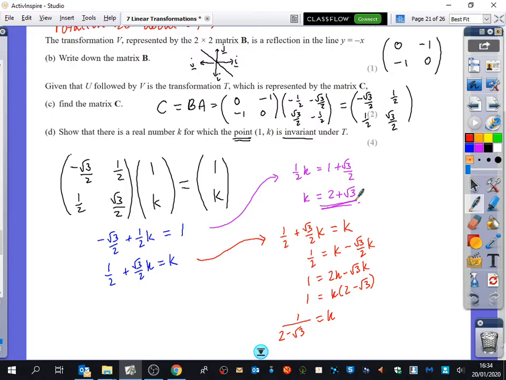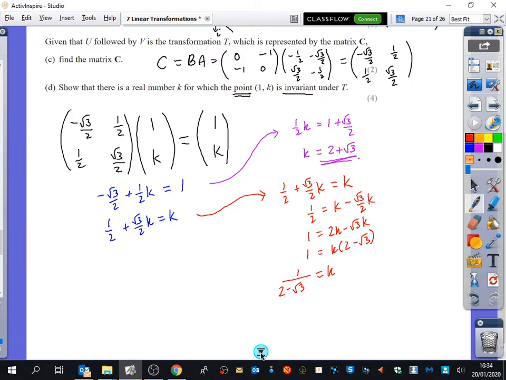Rationalize it. Okay, so we can rationalize it or we can put it in our calculator. But what should we do? Rationalize it? It's old school? Okay, fine. So we get 2 plus root 3 over 2 plus root... what does that bit change to? It becomes 1. 4 minus 3, it becomes 1. So k equals 2 plus root 3.